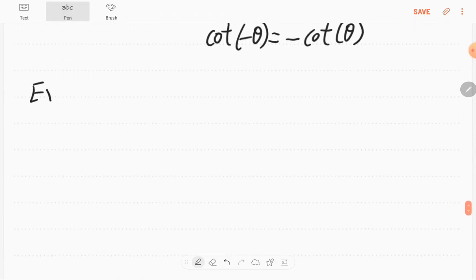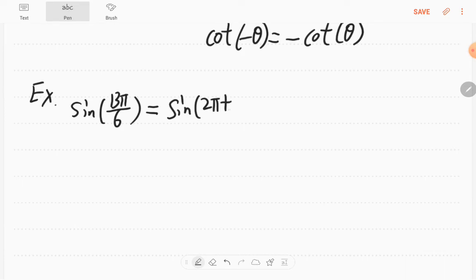So now let's look at other examples. We're going to calculate sine of 13 pi over 6. Okay, so here is the one thing that we want: this angle is too large, right? So we want to decrease the size of this angle, but not change the sine value. And we notice that it's equal to the sine of 2 pi plus pi over 6. And we know that 2 pi is the period, so it's equal to sine of pi over 6. Sine of pi over 6 we know is equal to 1/2.